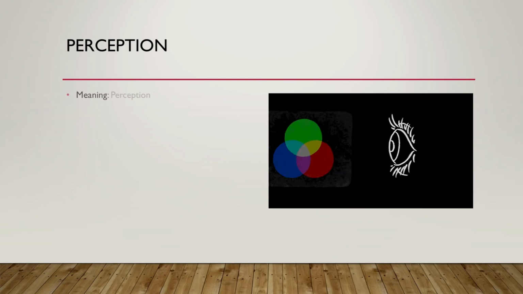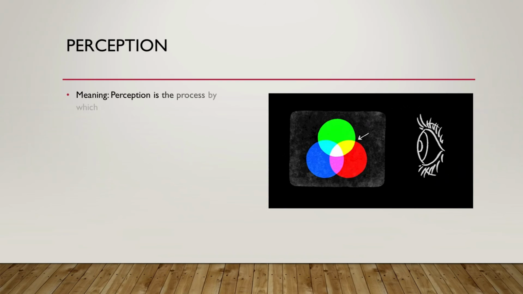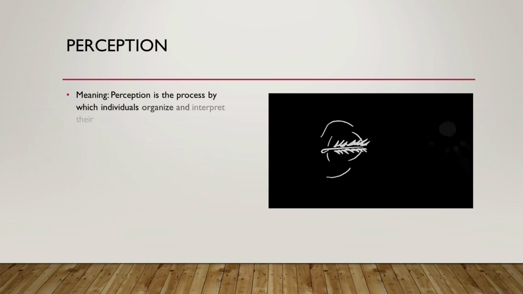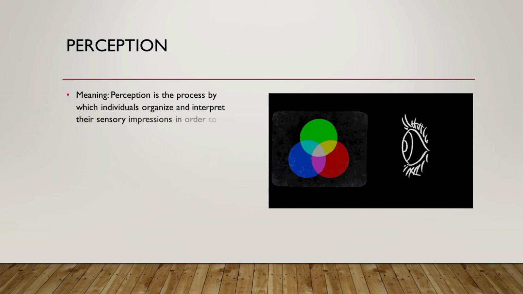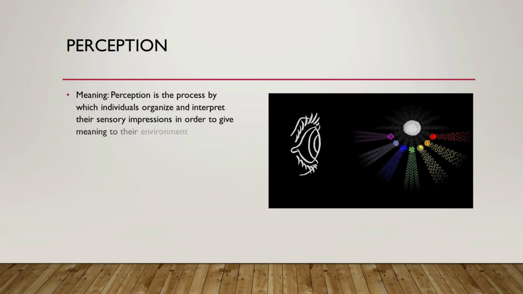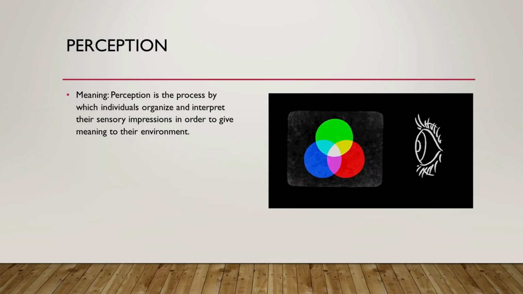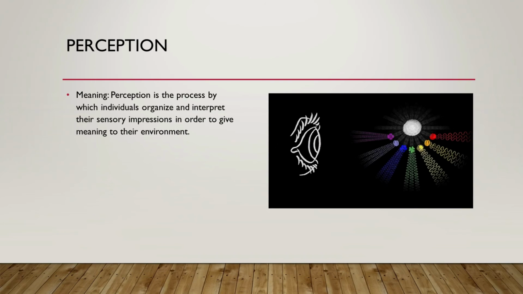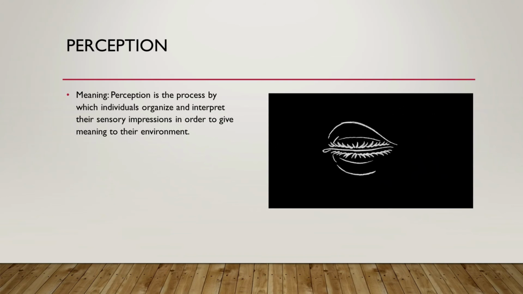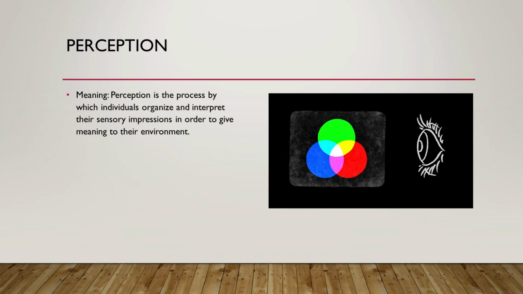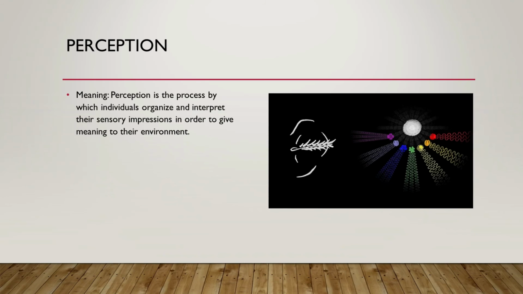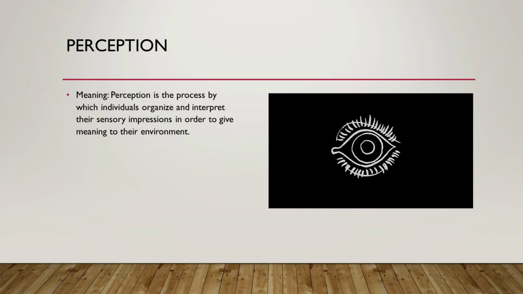Perception. Perception is the process by which individuals organize and interpret their sensory impressions in order to give meaning to the environment. What one person perceives can be substantially different from what another person perceives, and both can be very different from the actual object reality.